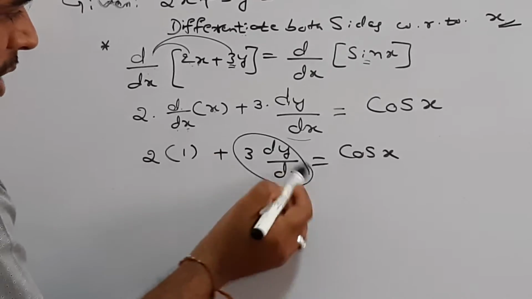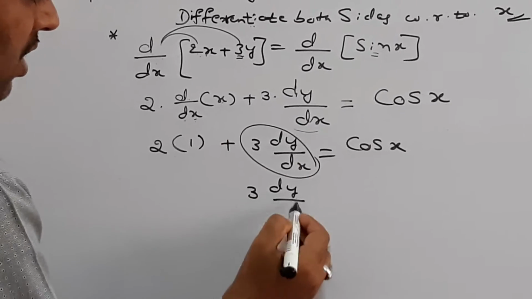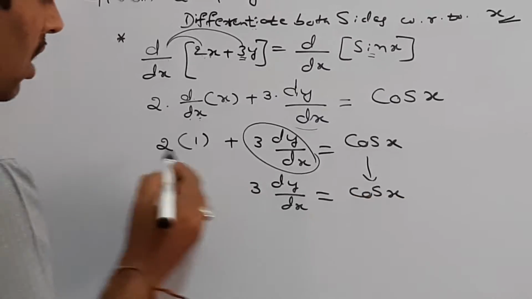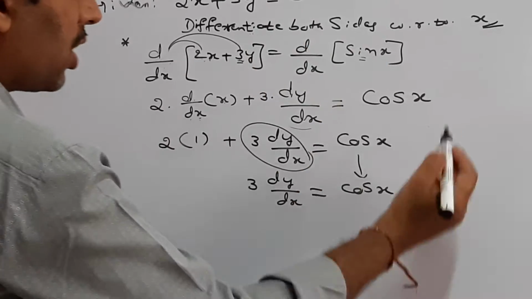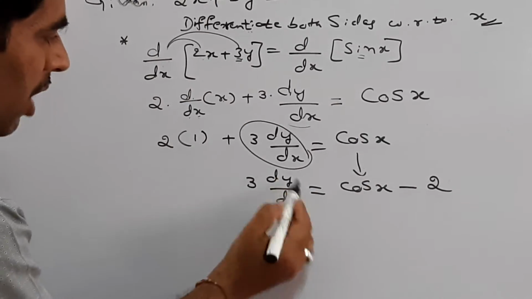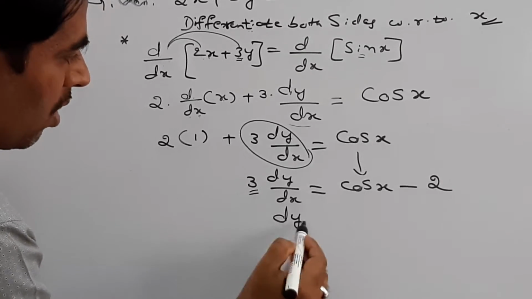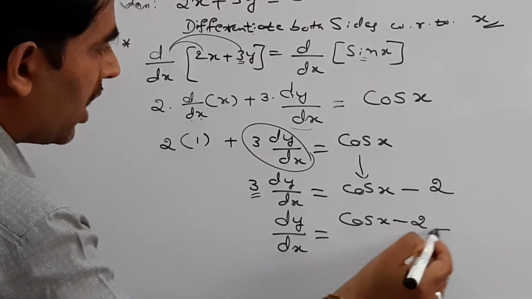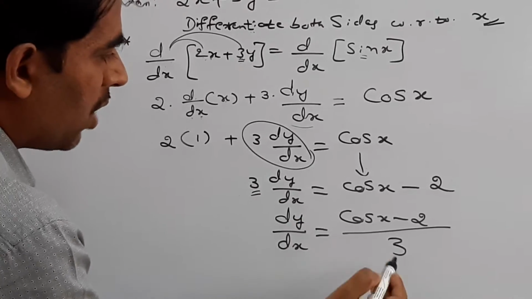So we want this term here, so let it be on the left hand side, dy by dx. I will write this cos x on the right hand side as it is. Bring this 2 to the other side, that will be minus. Our job is to find the derivative, so I don't want this coefficient 3. So dy by dx is equal to cos x minus 2, and this 3 comes to the denominator.